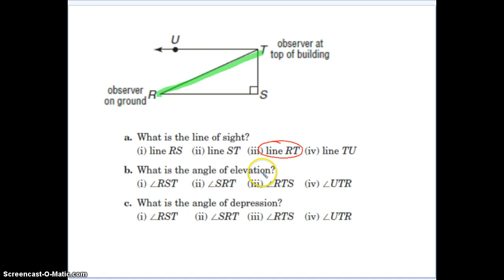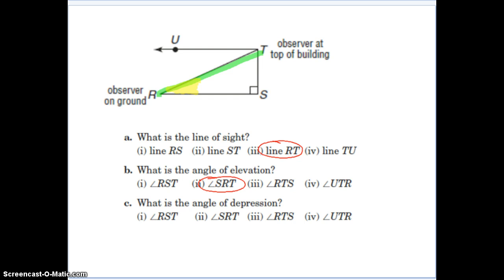What is the angle of elevation? The angle of elevation is the angle that you have to look up. So it would be this angle right here. This person has to look up. So that would be angle SRT.